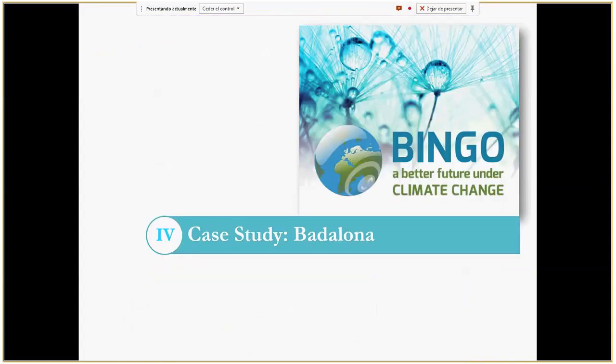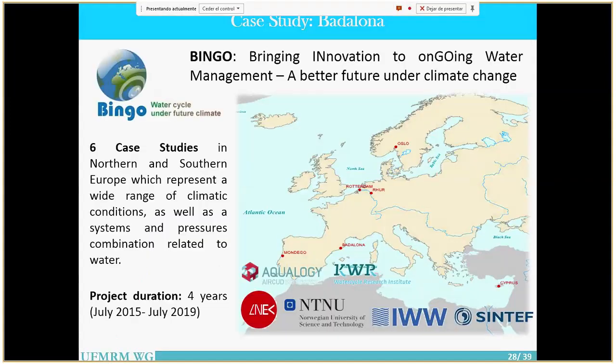So, both vehicle stability and damage assessment to vehicles have been applied to a case study within the European Project Bingo. And let's briefly look over Project Bingo. It's an ongoing four-year project, and it is expected to be completed by July 2019. Several partners are involved in studying six case studies across Europe. It aims at providing practical knowledge and tools to end users, water managers, decision and policy makers affected by climate change. As well, droughts and floods are addressed.